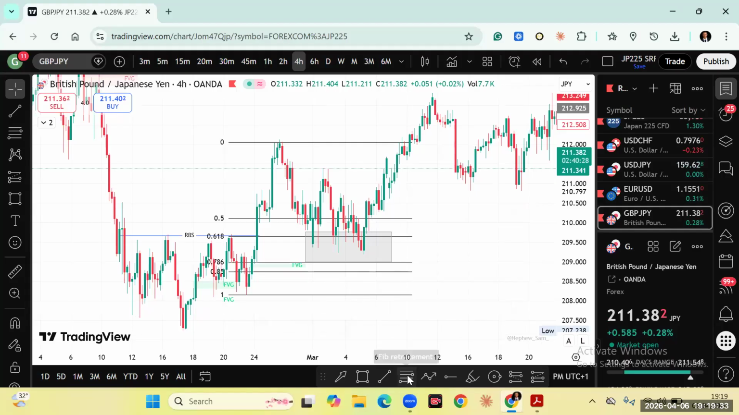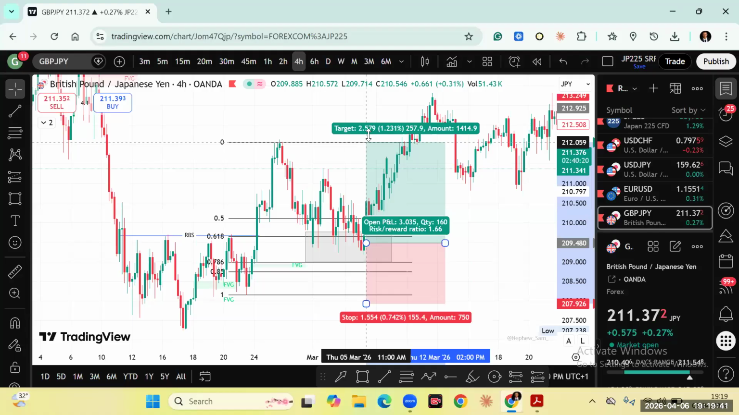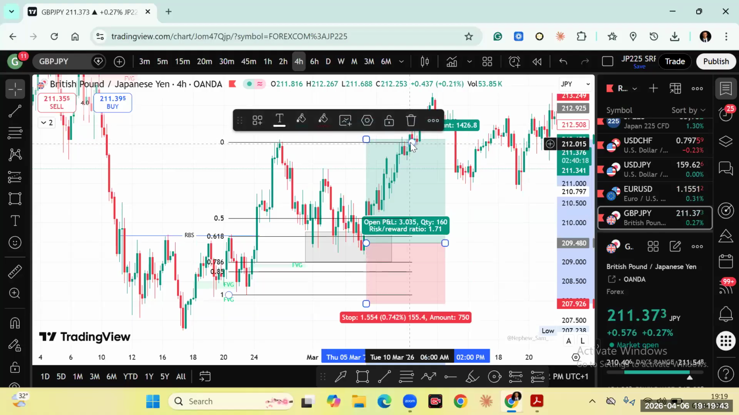If you enter here, buy, your SL should be below the low of 4 hours. So this, and you target the high, the objective high. Price got that, and price got that, and that was it.